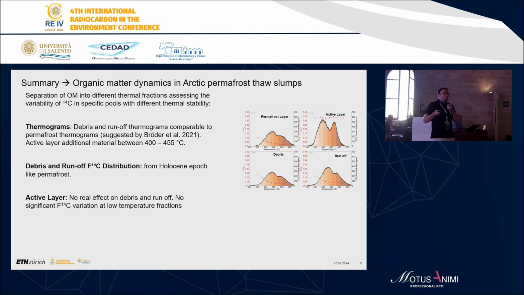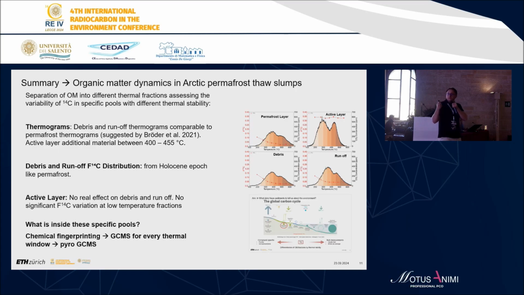But the question is, what's actually inside? So for us, we know that the permafrost is releasing a lot of material, but it looks like it's being transported. So the question will be, what's actually the material inside these different thermal fractions? And to do this, we would like to use the GCMS using the thermal fractions.